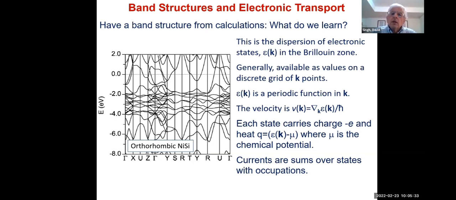And then you know that each state carries a charge, which is minus e. And it also turns out that there's a heat involved, and the heat is the energy minus the chemical potential. And in Boltzmann transport theory, what's done is that one regards the currents as sums over the states with occupations. So each state is regarded as carrying a current. In the equilibrium, there's no net current because the currents of different states cancel.